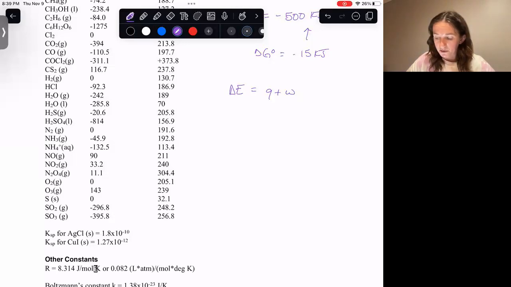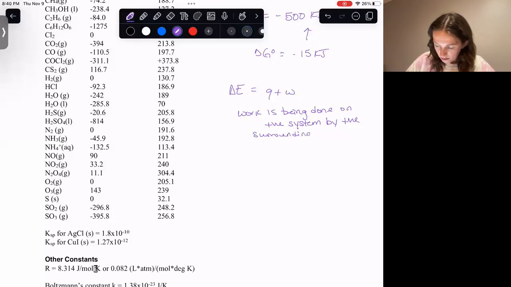So if you have something where work is being done on the system by the surroundings, would that be a W negative or W positive?